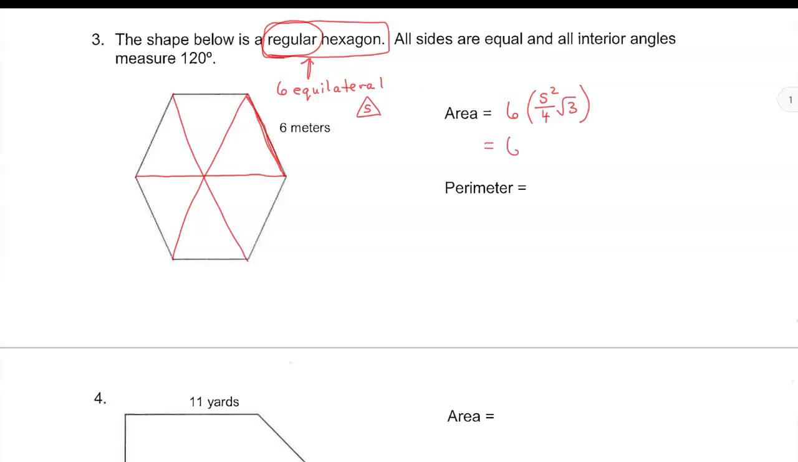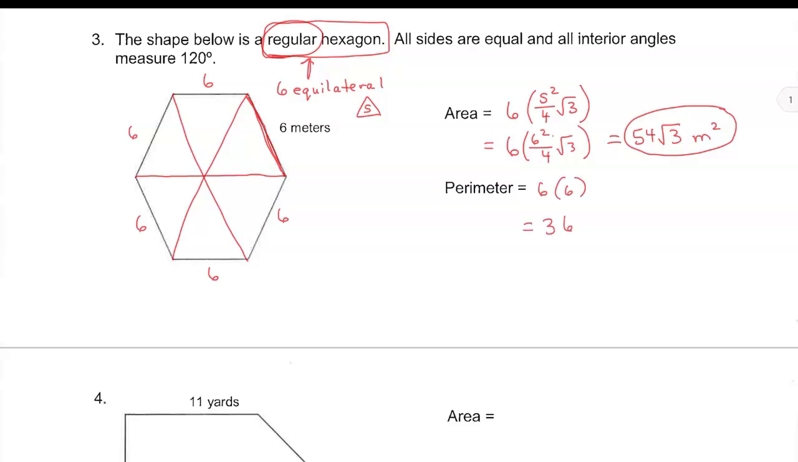I'm going to substitute in 6 for the side, and now I'll use the calculator to type in 6 times 6 squared divided by 4. That ends up as 54. And then I just keep the root 3 there, and we do have units. For perimeter, every side of this hexagon has a length of 6. So it is simply 6 times 6. And remember the units.